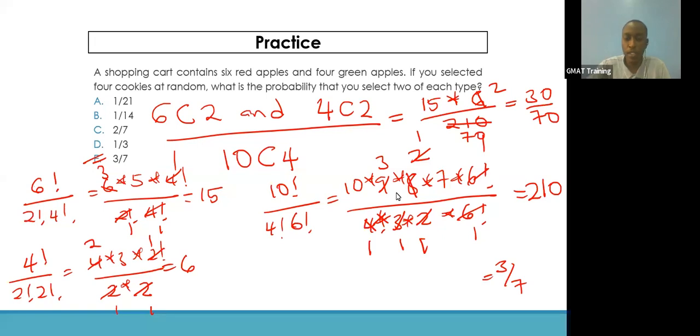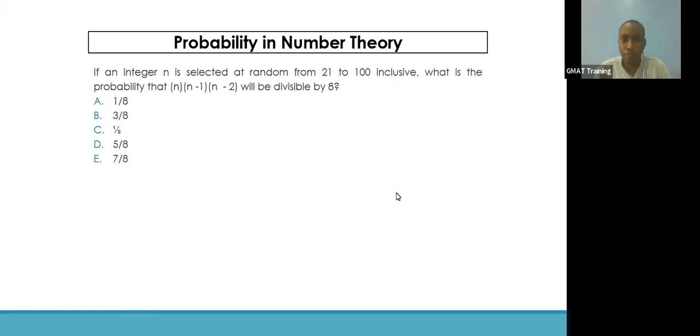So let's have homework for this particular video or session. It's new for us, but you can give it a try, and you can share your comments in the comment section below. If an integer n is selected at random from 21 to 100 inclusive, what is the probability that n times n minus 1 times n minus 2 will be divisible by 8? Think of this question in terms of even and odd as well. Think of this in terms of factors and multiples, and to see how probability can be included in the number theory section.